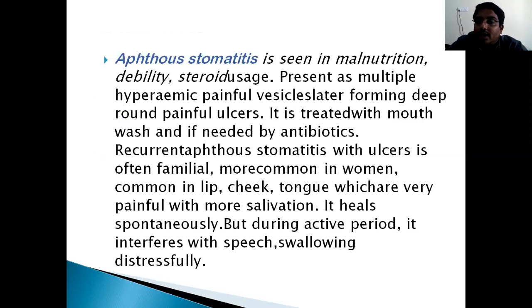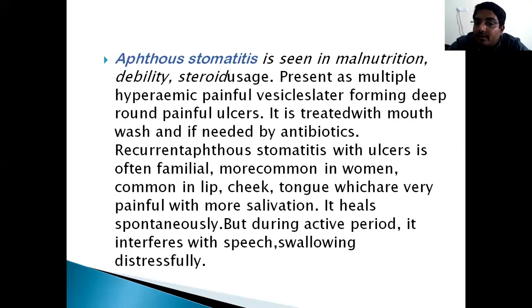And the second one is aphthous ulcers. It is seen in malnutrition, debility, and excessive use of steroids, and presents as multiple hyperemic painful vesicles, later forming deep round painful ulcers. It is treated with mouthwash and, if needed, antibiotics.